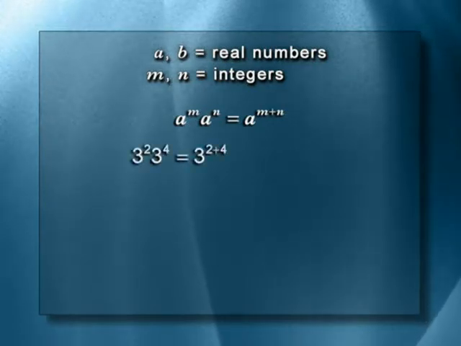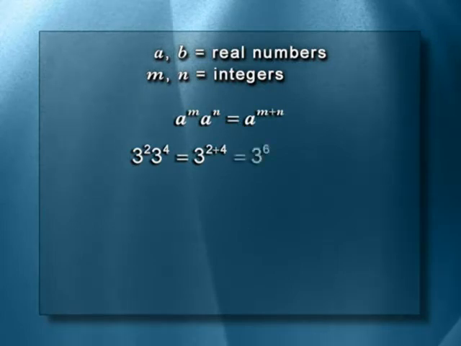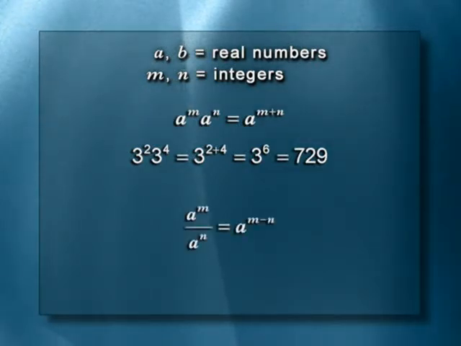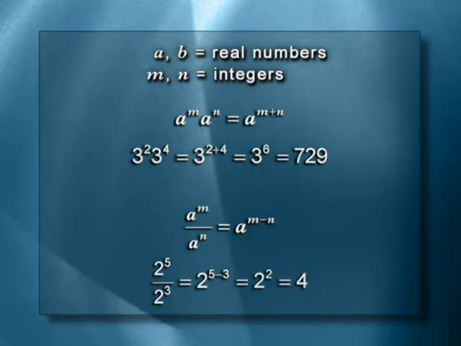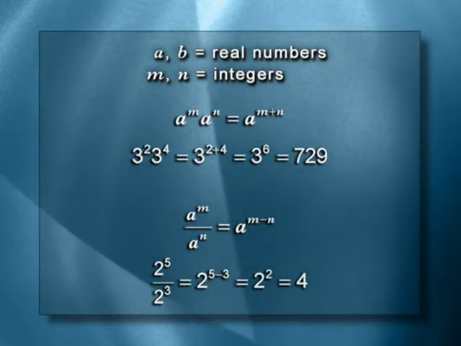For instance, 3 squared, 3 to the 2 power, times 3 to the 4th power is 3 to the 2 plus 4, or 3 to the 6th, which turns out to be 729. A similar property for quotients. A to the m divided by a to the n is a to the m minus n. For instance, 2 to the 5th divided by 2 cubed would be 2 to the 5 minus 3, or 2 squared, which equals 4.